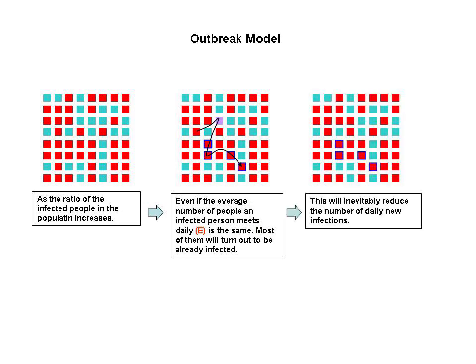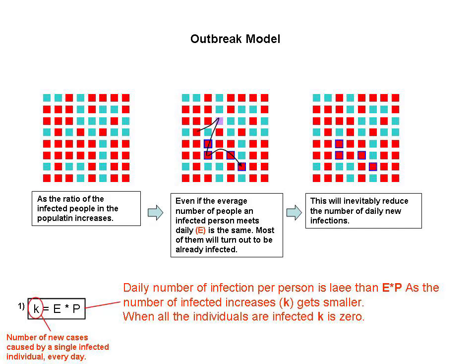So, as you can see, the probability of these encounters ending up with a new infection goes down. So E times P, K, will go down. As the number of infected people increases, K decreases, and when everyone is infected, K goes to 0, because there's no way a new infection can be created. Of course, this is a very hypothetical situation.